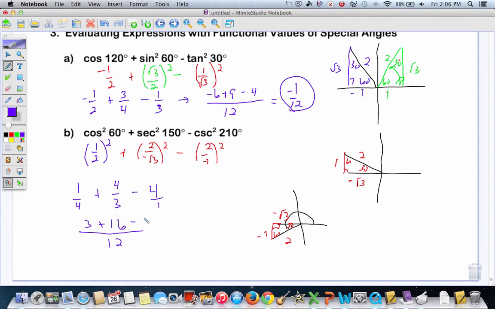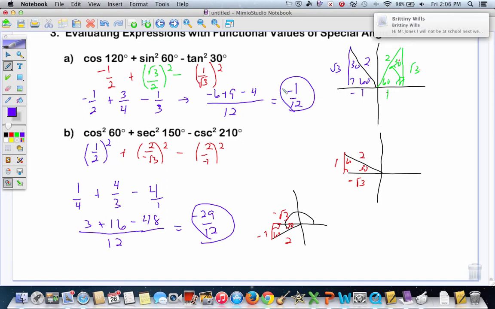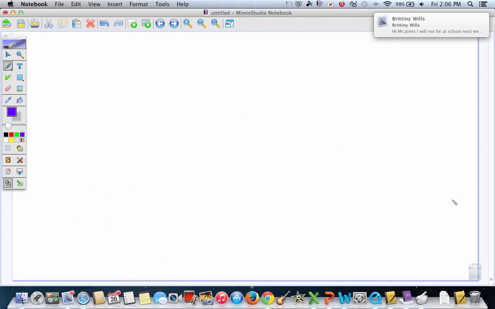Do our common denominators again. Our common denominator is 12. Gives me 3 plus 16 minus 48. 3 plus 16 is 19. 19 minus 48 is -29/12. To simplify and evaluate that example.